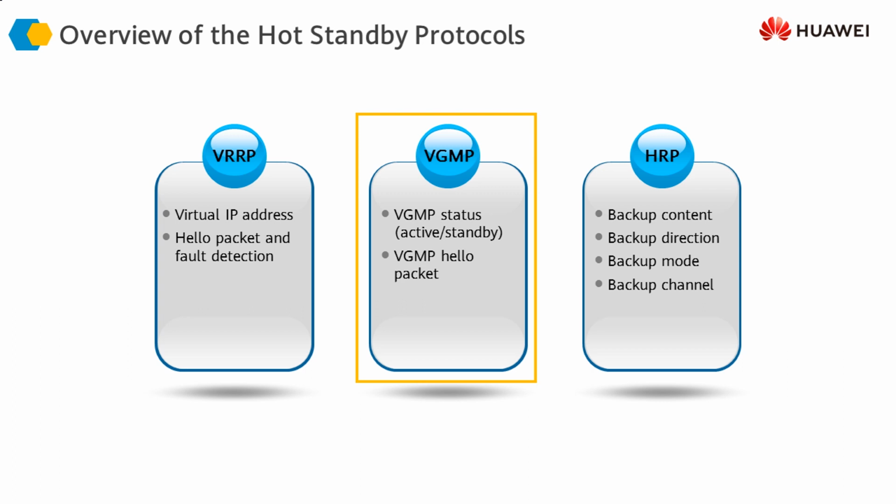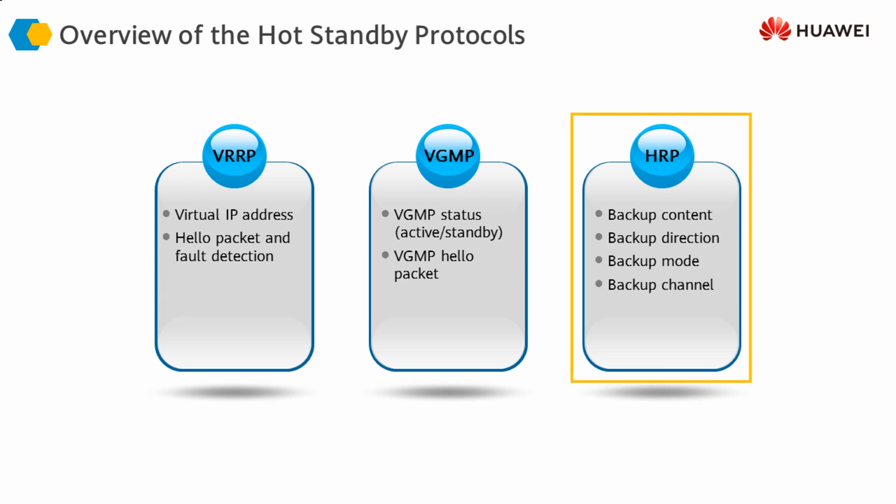VGMP hello packets are also exchanged between the firewalls to make sure that the VGMP module within the firewalls can manage the different VRRP groups which are being controlled by VGMP. And then finally, HRP or Huawei Redundancy Protocol.